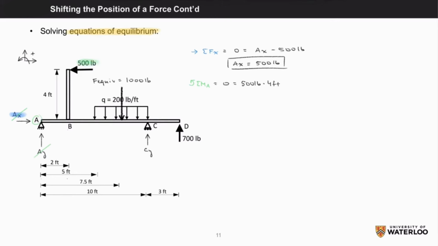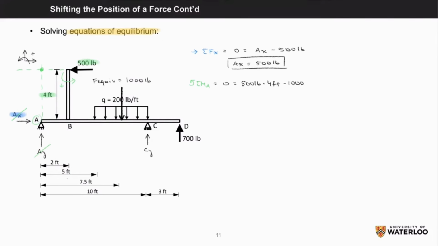500 pounds is positive because it will act counterclockwise in the positive moment direction, and the reason we are multiplying by 4 feet is because the equation for calculating moments involves the perpendicular distance between the point and the line of action of the force. If we extend the line of action of the 500-pound force, notice that it will meet point A at a perpendicular distance of 4 feet.